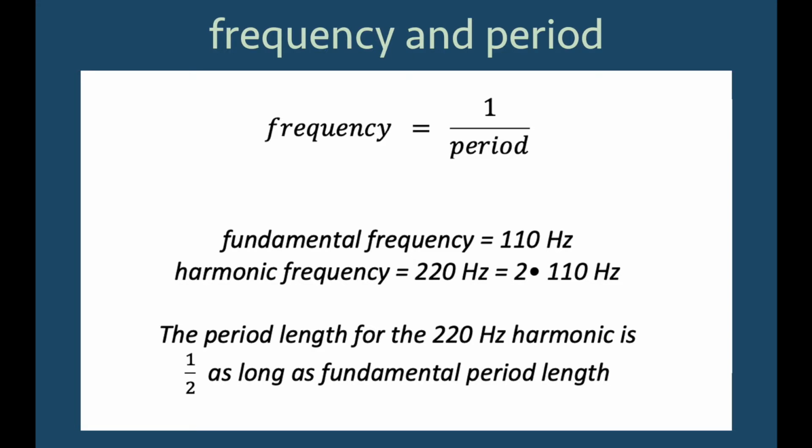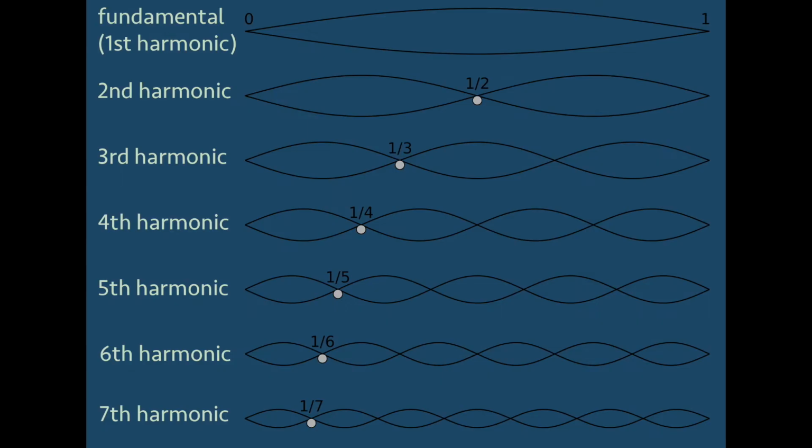Frequency is related to period length by the use of a reciprocal. So a frequency that is twice as much as the fundamental completes one period in 1/2 of the period length of the fundamental. We can visualize the fundamental and these period lengths with the harmonics with this image from Wikipedia.